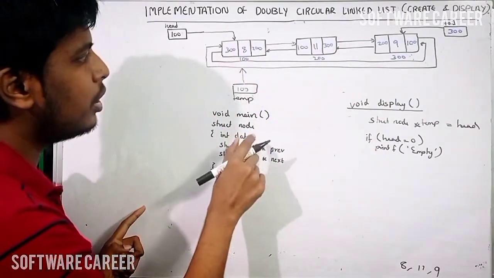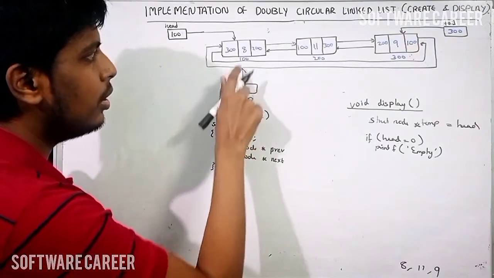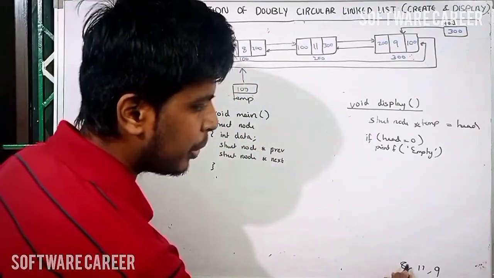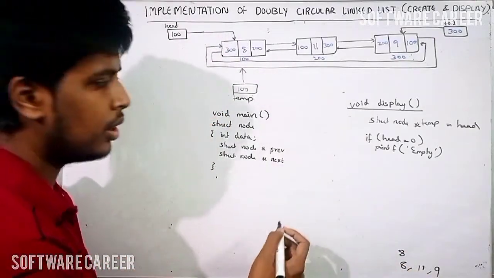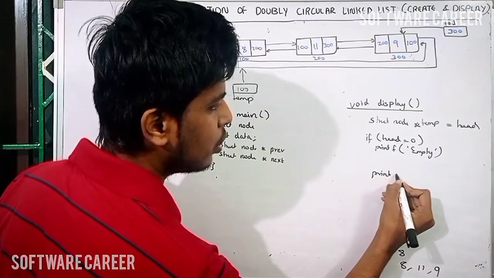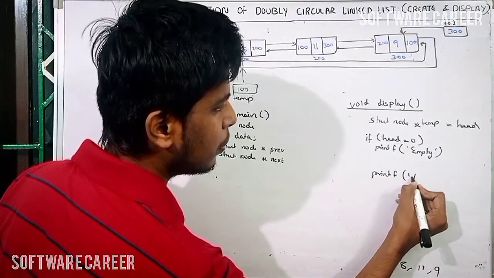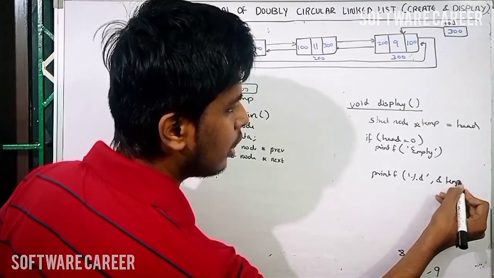Now you should print the data present at this temp address. So what is the temp address? 100. 100's data is 8. So 8 should be printed. That is the first step. So I am writing the code. See here, the first step is to print the data present, so printf %d comma temp data.